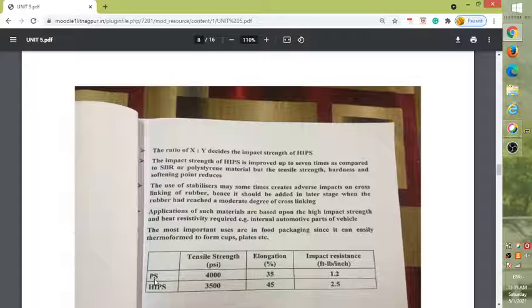Now you see the comparison table here: tensile strength, elongation and impact strength. Polystyrene 4000 psi, HIPS 3500. As he said, tensile strength reduces, elongation is increased, impact strength is increased.